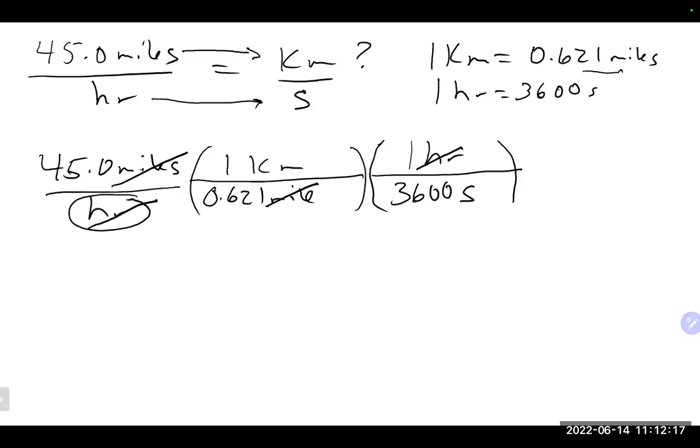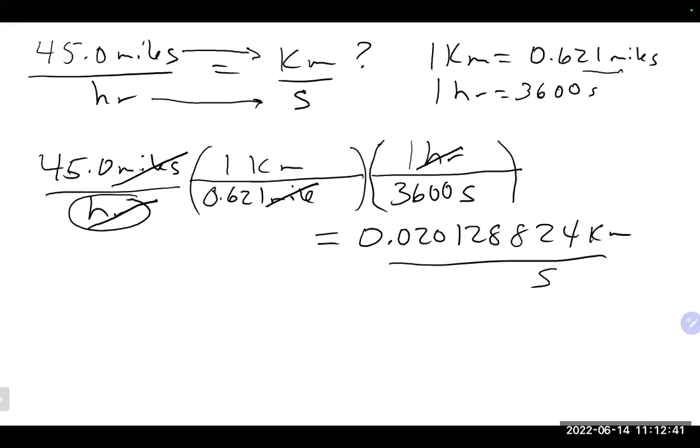If I did this calculation here, we got 45 divided by 0.621 divided by 3,600, which gets me something like 0.020128824 kilometers per second. That clearly is way too many numbers. So let's talk sig figs here. In this case, what we are doing is multiplying and then dividing, which means we should be looking at significant figures. This is pretty much an exact number, right?